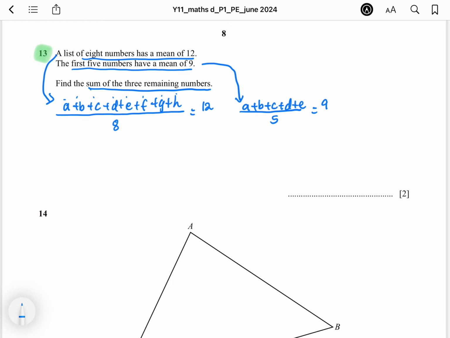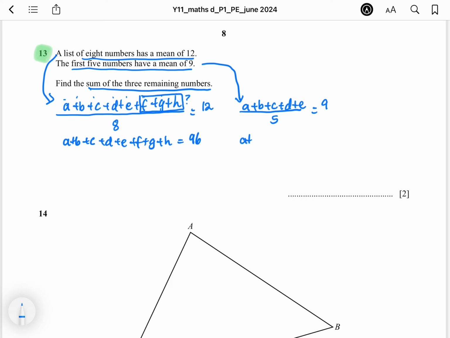So when it says remaining, that means we want to know what's the sum of these. What we can do is a plus b plus c plus d. Find the sum of these 8 numbers by multiplying both sides by 8. So you get the sum of the 8 numbers equal to 96.